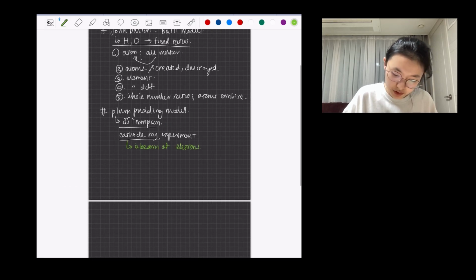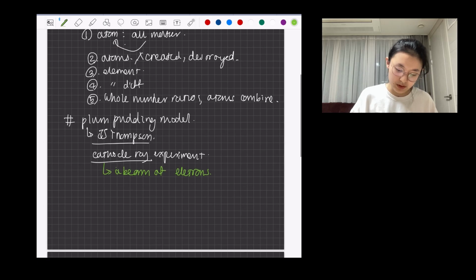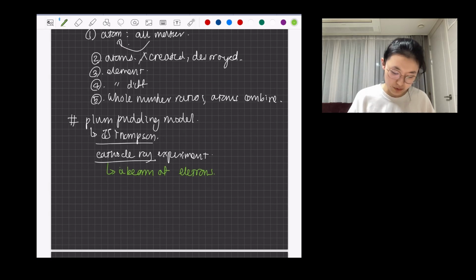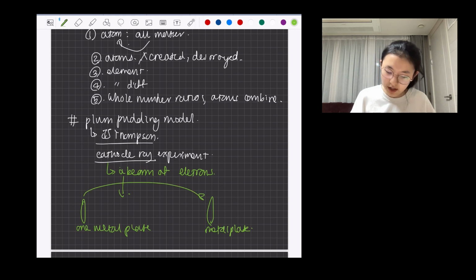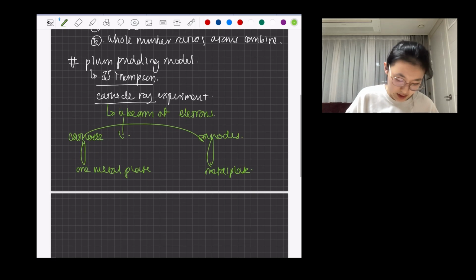This beam of electrons is going to travel through a high vacuum tube from one metal plate to another metal plate. These metal plates are connected by electricity, which is why the electron beam, or cathode ray, can travel. We named the metal plate that releases the stream of electrons the cathode plate, and the metal plate that receives these electrons the anode plate.